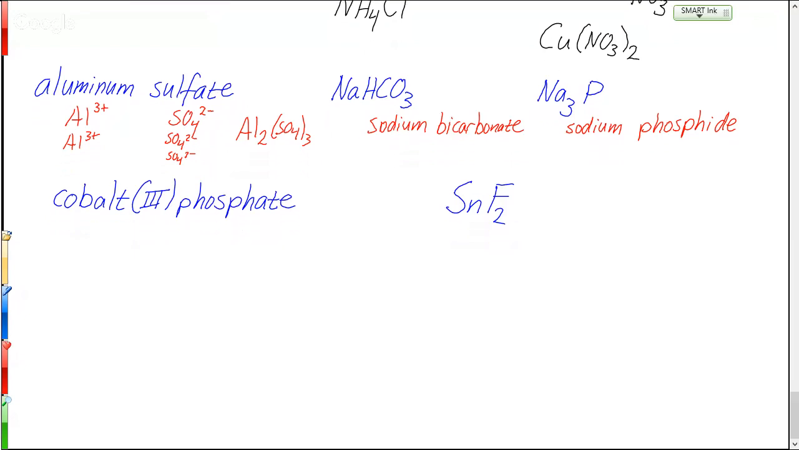All right. Like in this next one, cobalt(III) phosphate. So going from the name to the formula, we're going to write down our ions. Cobalt(III) is Co3+. Phosphate is PO4 3-. So that works out. 3+, 3-. We don't need to change anything there. So it's just CoPO4.